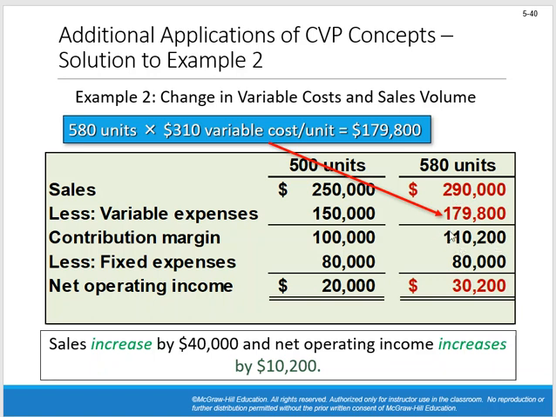Now we also could have just skipped straight to this point. We could have done 190 per unit times 580 units to compute this 110,200 minus 80,000, and we get our net operating income of 30,200, which is a significant increase, right? Our sales have increased by 40,000 and our net operating income increases by 10,200.